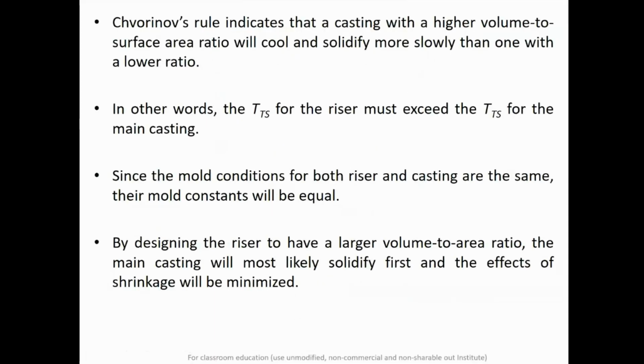For minimizing the shrinkage defects, the solidification time for the riser must exceed the solidification time for the main casting. Why did we keep the mold constant equal? Because we were using the same molding conditions for the riser and the casting, therefore their mold constants are equal. By designing the riser to have a larger volume to area ratio, the main casting will most likely solidify first, and the effect of the shrinkage will be minimized.